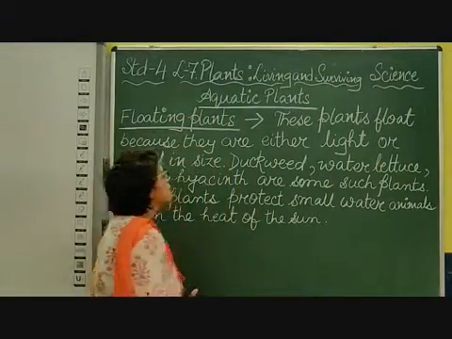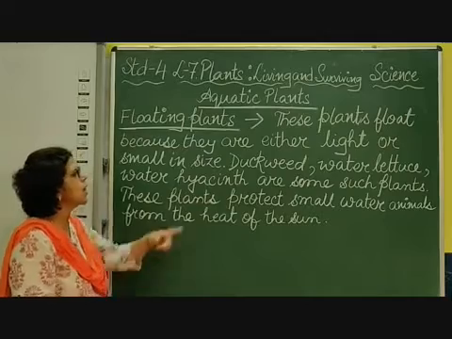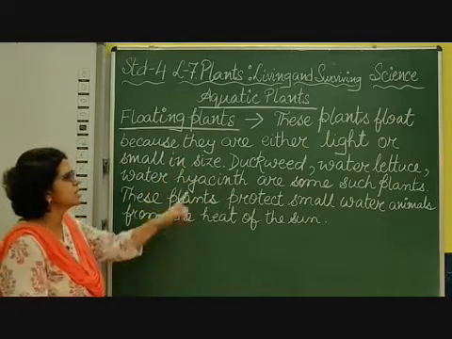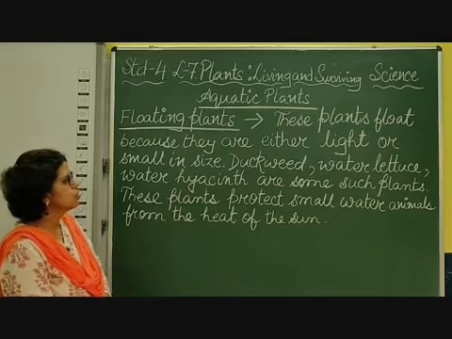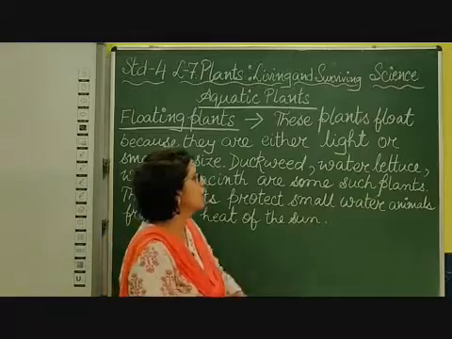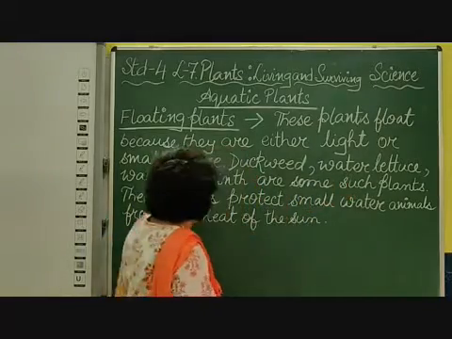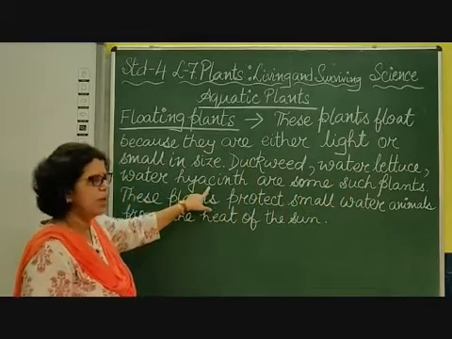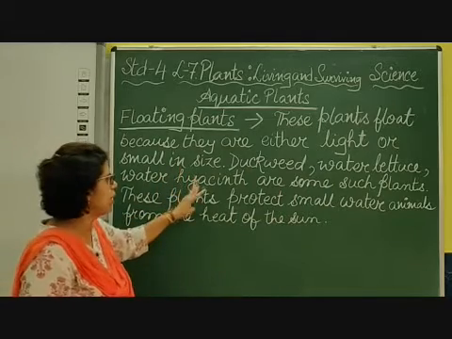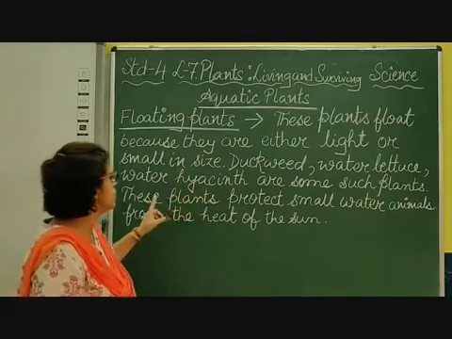So these floating plants float because they are either light or small in size. Because they are light and small in size, they float. Especially you have these three types of plant: duckweed, water lettuce and water hyacinth. So these are the three main types of floating plants you get.